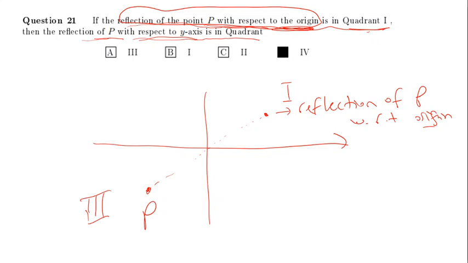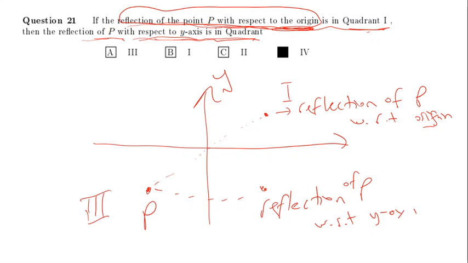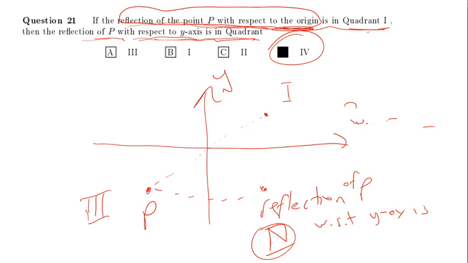Now, the reflection of P with respect to the y-axis. The y-axis is this. So if you take it, this will be the reflection of P with respect to the y-axis. So it has to be in the fourth quadrant. Also, you can try with numbers here. Assume its reflection is 1, 1. So what makes 1, 1? The reflection has to be minus 1, minus 1. And its reflection through the y-axis should be 1, minus 1, which is in the fourth quadrant.